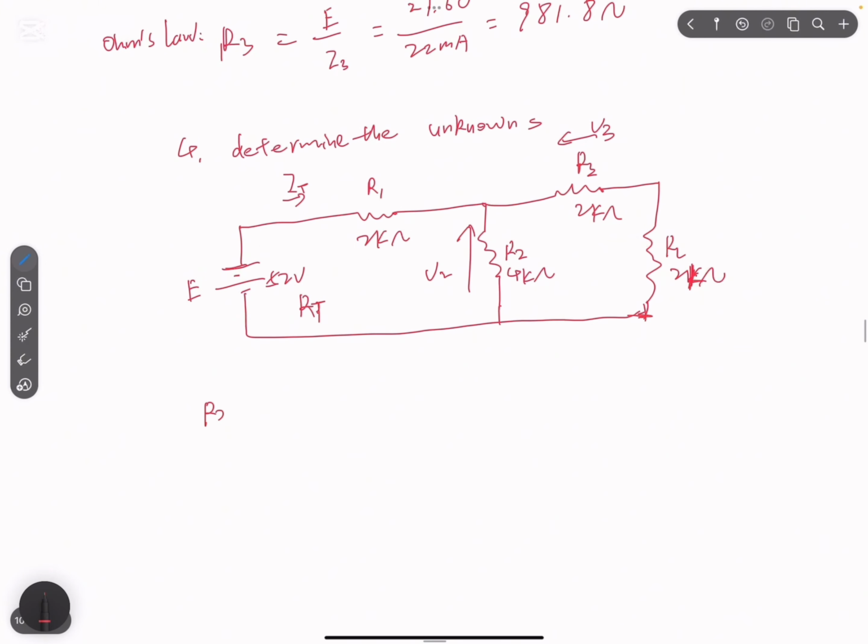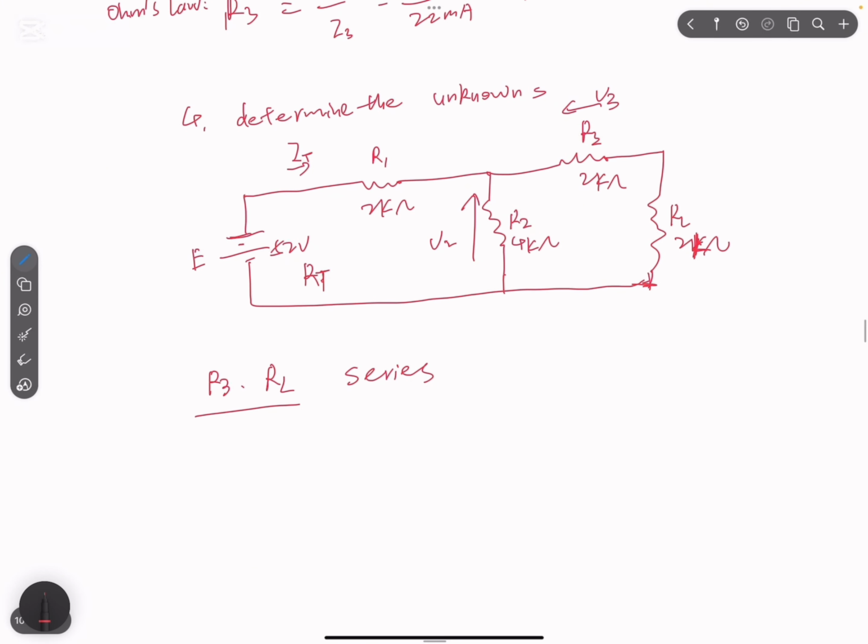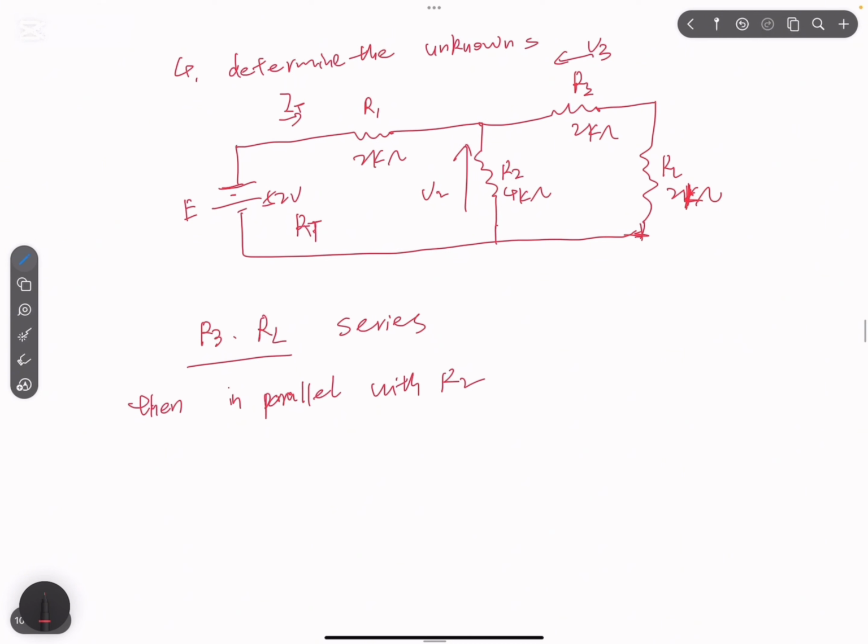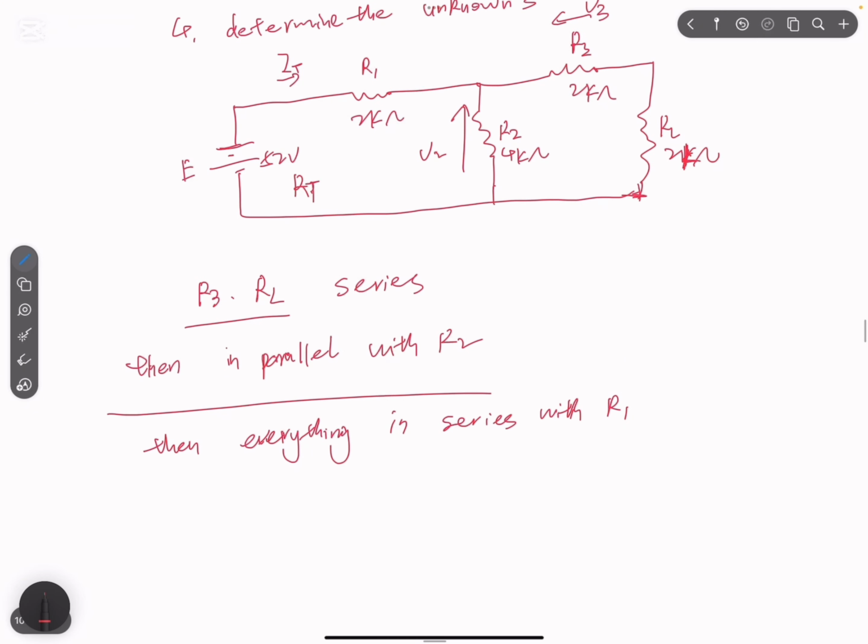We have R3 and RL in series, then in parallel with R2. After we get that, then everything in series with R1. So in order to find the equivalent circuit, we do R3 and RL in series first.